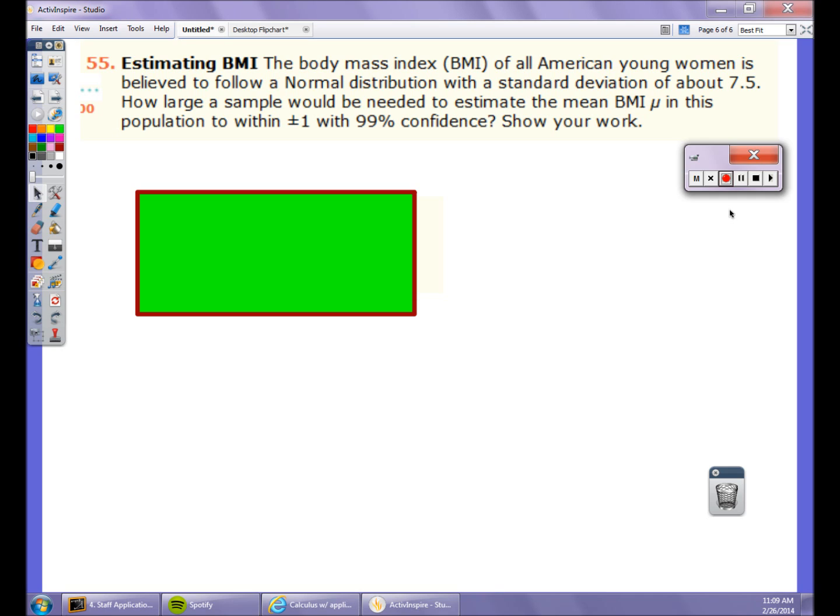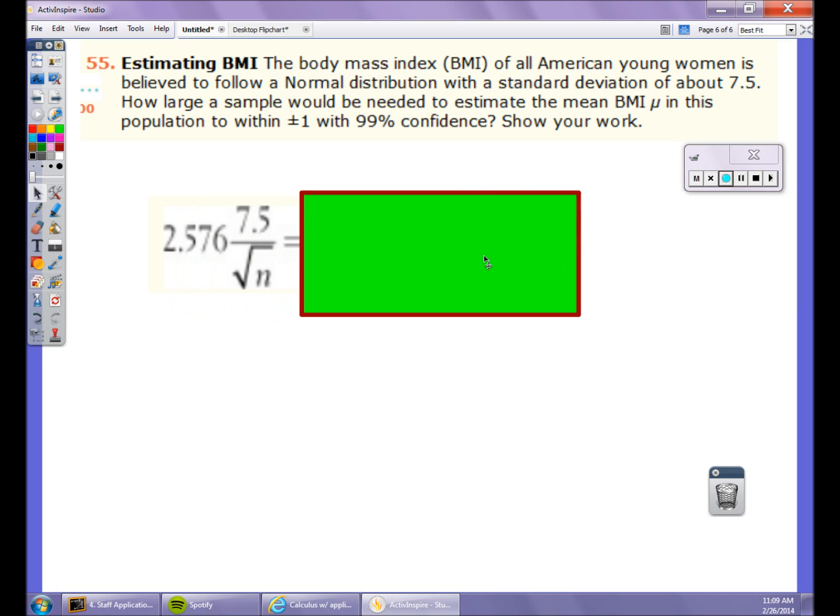They tell me the body mass index, BMI, of all American young women is believed to follow a normal distribution, and they give me a standard deviation of 7.5. So they're giving me the standard deviation of the population. This tells me that I should use z stars. So I'm going to set the z star formula equal to the margin of error that I'm looking for.